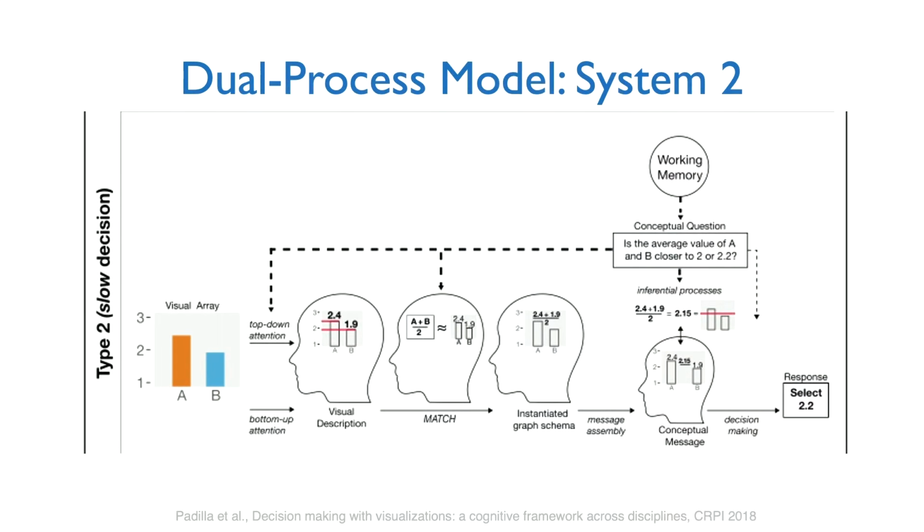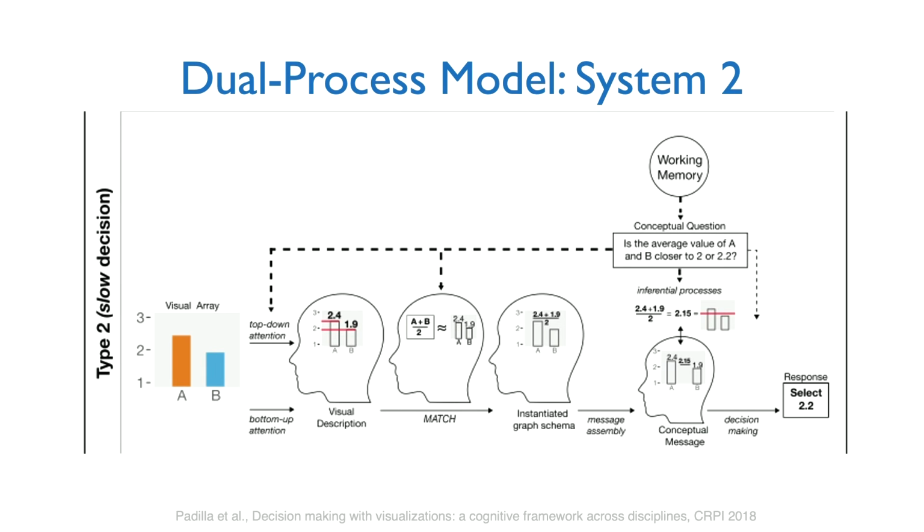Versus if you're going to do the type 2, the slow decision-making, you actually start with top-down attention in addition to bottom-up attention, kind of look at these values, do the math, do some more math, and use working memory and come up with the right answer.